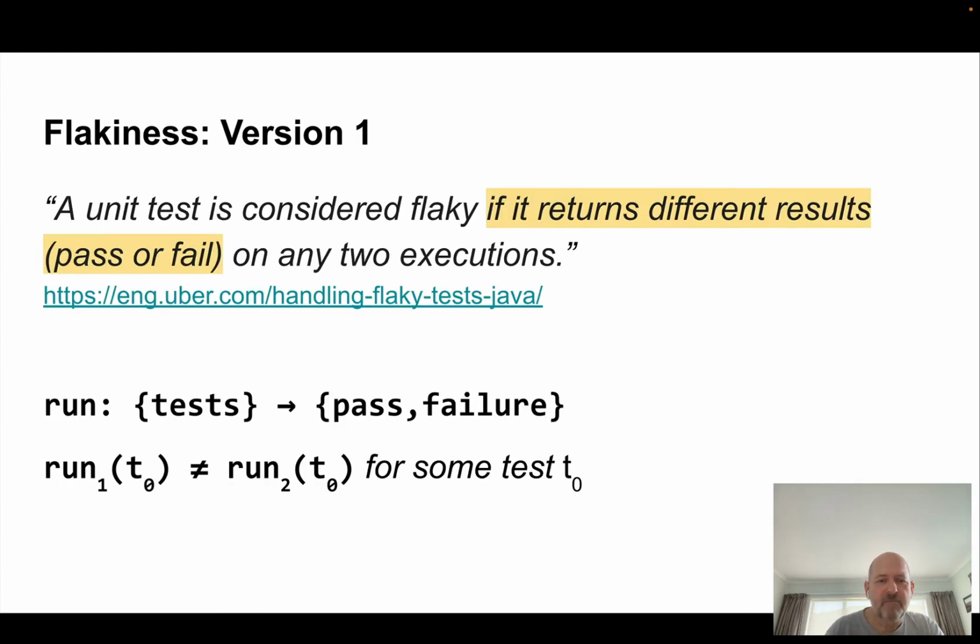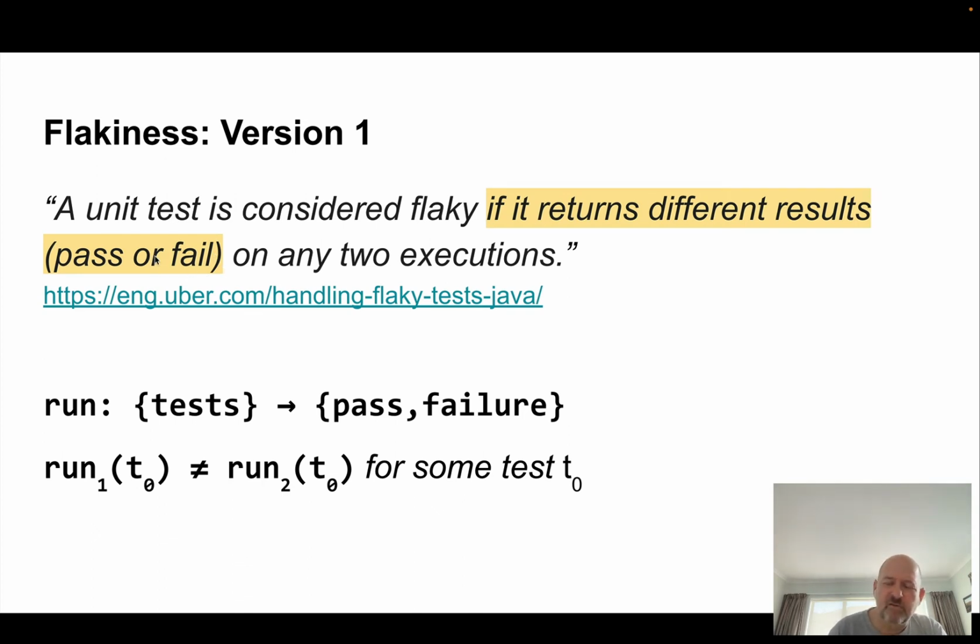So to better prepare what I actually want to talk about, what our contribution is, it makes sense to have a look into a semi-formal definition of what flakiness is. Starting from this definition of flakiness from the Uber blog, we could say that if we have runs which take tests and map them to pass or failure, and we have one test and different runs that return different results, then we have flakiness. And that really reflects this different results, pass or fail.